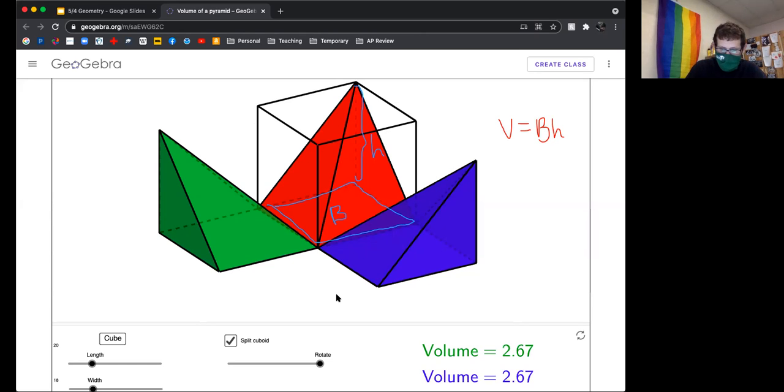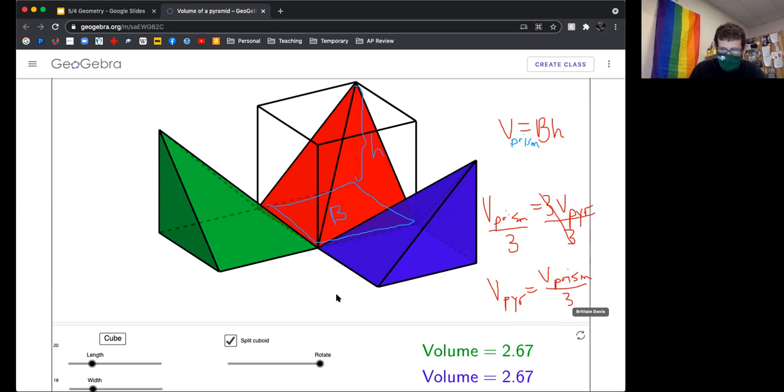So I've got this. This is the volume of a prism. So the volume of a prism is equal to 3 times the volume of the pyramid. So let's just divide. I want to find out what the volume of a pyramid is. Let's figure out this formula. I'm going to divide by 3. So when I do that, the volume of the pyramid is equal to the volume of the prism divided by 3.